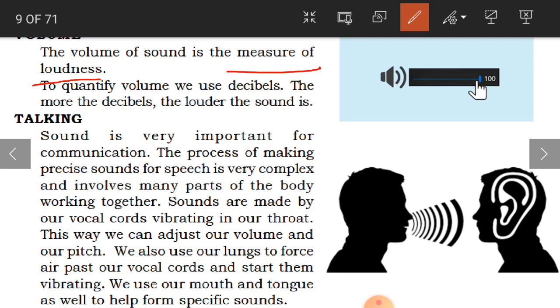To quantify volume we should use decibels. The more the decibels, the louder the sound. You are going to measure the volume in decibels, and if you want to increase the volume, you have to increase the decibels. Children, we write decibels as dB. If it is 20 dB of volume, you are having a more loud sound. If you are having 4 dB, it is very less sound. Clear, children? So this is how you calculate the volume.